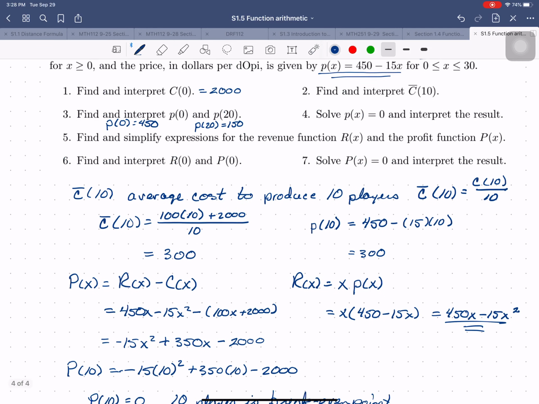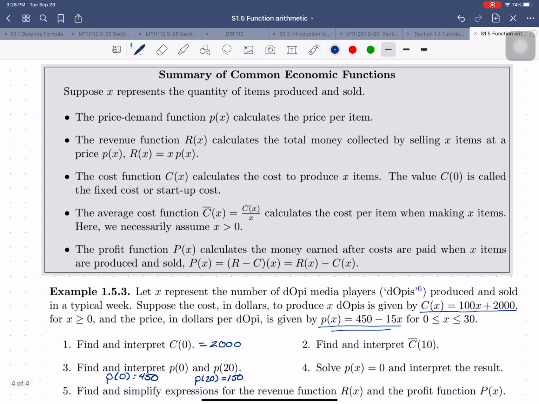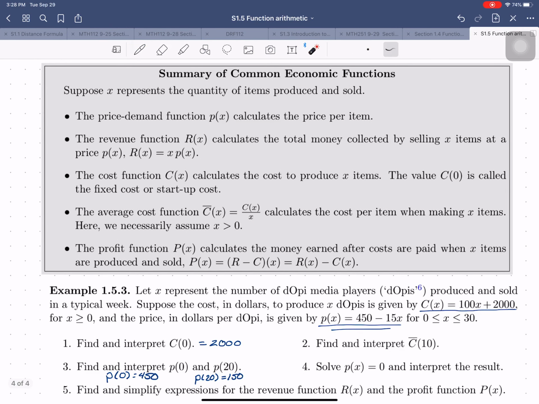All right, these will get easier as you work through them. The things to keep in mind are what all the different functions mean, and that's included in this box right here, which is also found in your textbook on page 82.